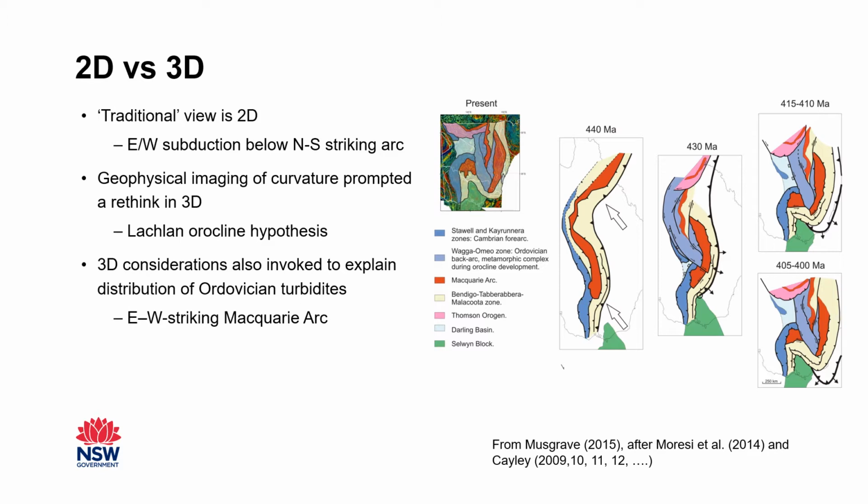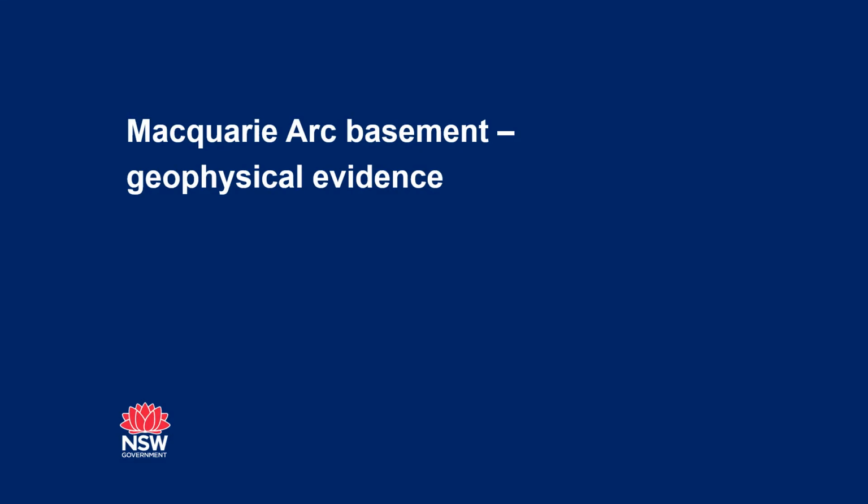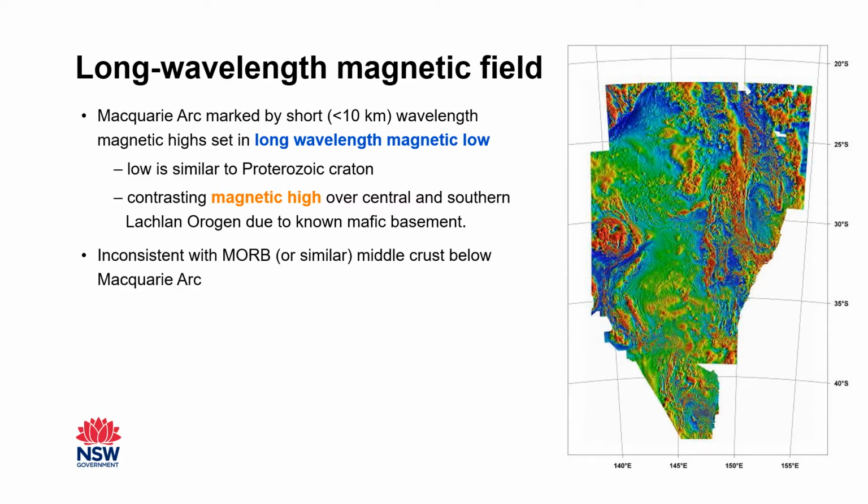Ross Cayley's Lachlan orocline hypothesis sees that curvature and accompanying strike-slip faulting as the reaction of the subduction system to choking by the Selwyn block, a continental fragment. 3D evolution of the arc has also been invoked to explain the distribution of turbidites. Note the relationship here between the Macquarie Arc in the early Ordovician and an extinct Boninitic infant arc. I'll return to this. We'll now move on to a closer examination of the deeply sourced geophysical data to investigate the nature of the arc basement.